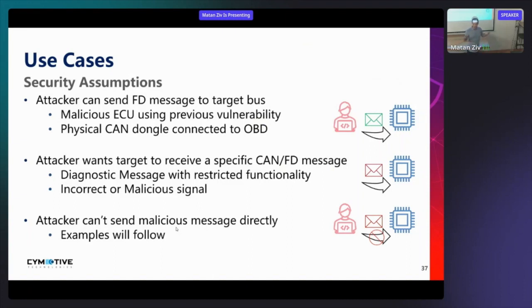How did the attacker gain this ability? It may be by using some previous vulnerability to take control over a component, or maybe by just connecting to the physical CAN, such as the OBD. The second assumption: the attacker wants the target to receive a specific attacking CAN ID, for example a diagnostic message with specific capabilities or functionality, or an incorrect or malicious signal. And the third assumption is that the attacker, for some reason, cannot send this attacking message directly.